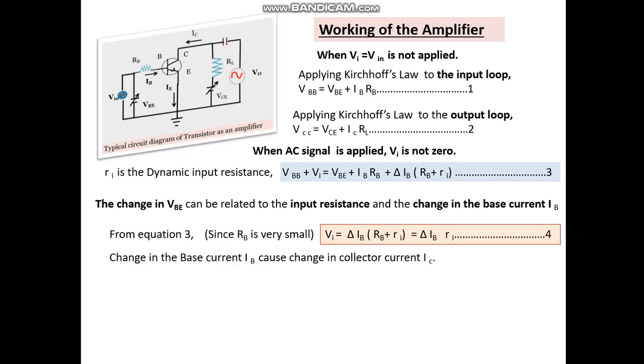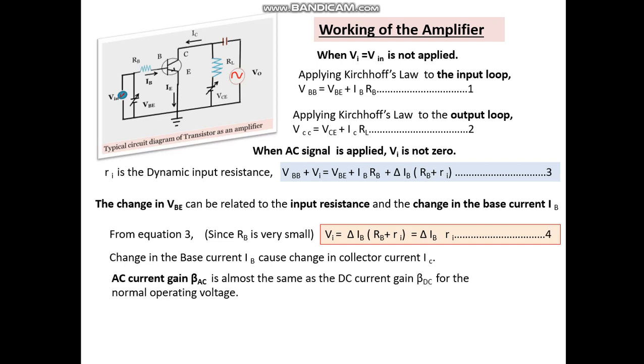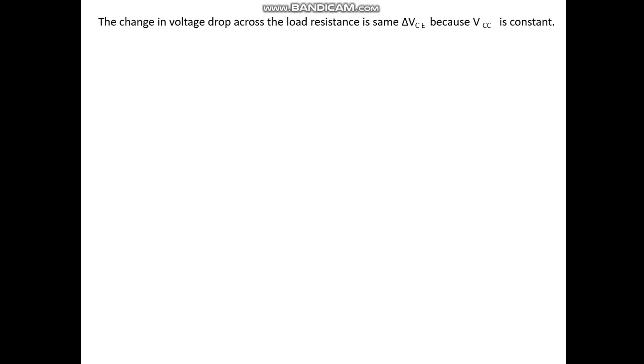Change in the base current IB causes a change in the collector current IC. AC current gain beta AC is almost the same as the DC current gain beta DC for the normal operating voltage. Therefore, beta AC is equal to delta IC upon delta IB. That's equation 5. The change in the voltage drop across the load resistance is the same as delta VC because VCC is constant. Delta VCC is equal to delta VC plus delta IC RL, that is equal to 0. Therefore, delta VC is equal to minus delta IC into RL.